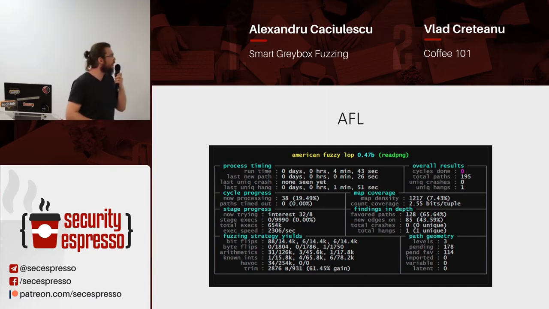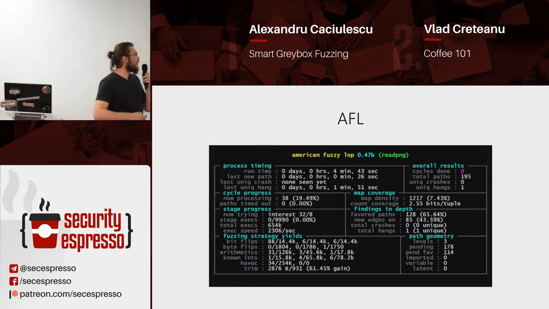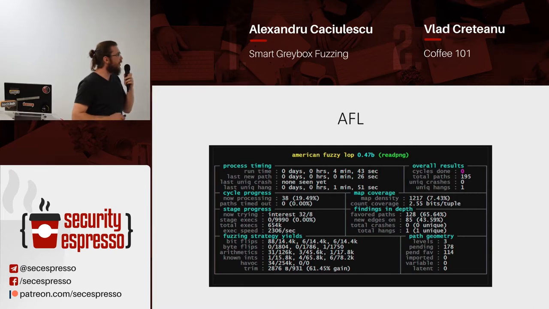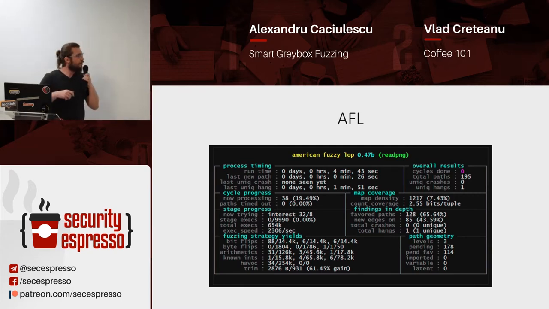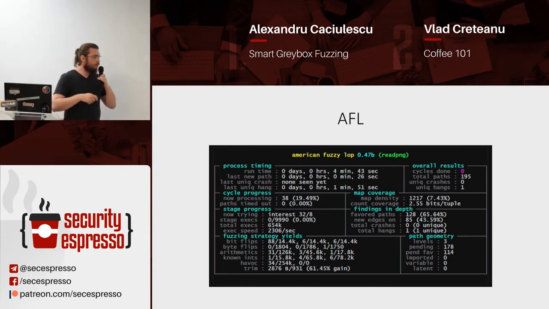So for example, if you're thinking of making your own variation of AFL, I encourage you to look it up. Someone might have already done it. This is the CLI interface. Usually what you're mostly interested in is the runtime, and in the upper right corner, the total paths it found, and the unique crashes or hangs. The total paths refers to how much branching, how much it covered your program. You measure this by paths. We'll get more into this in a minute.